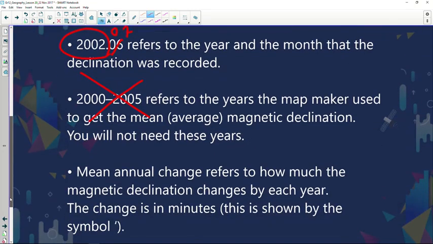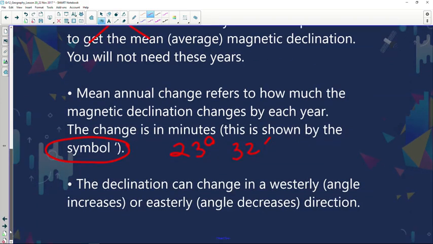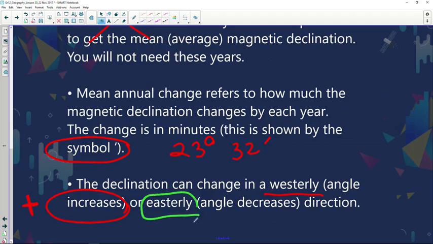And the mean annual change refers to how much the magnetic declination changes by year, and the change is in minutes. As you can see the symbol that we use over here, like the 23 degrees, 32 minutes. The declination can change west, and that increases. That's the reason why we add. Or it changes in an easterly direction, where we're going to subtract.